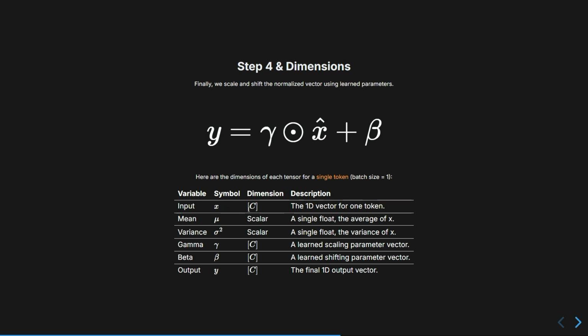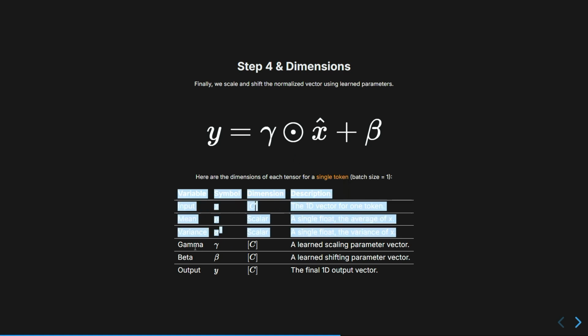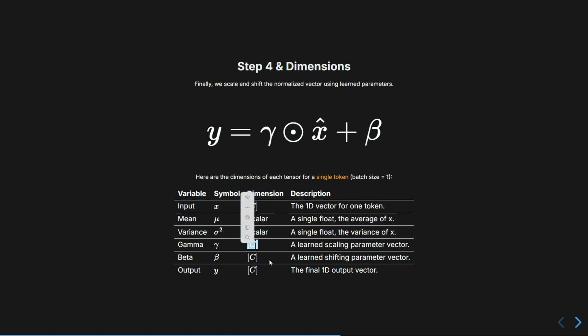So the input x has a dimension of c, which is your embedding, which is 1D for a token, but c is basically the dimension of your embeddings. Mean is just one scalar floating point. Variance is just one number. And again, gamma is the same dimension as embeddings. Beta is the same dimension as embeddings. Output is also the same dimension as embeddings.